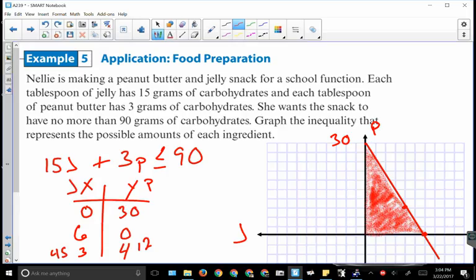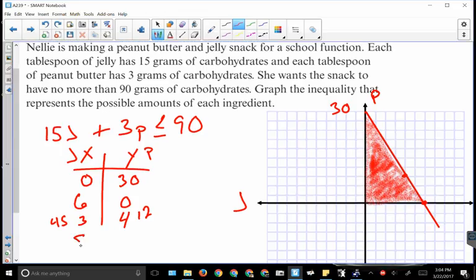Could I put 5 of each on? Could I have 5 and 5? Would that work? Yes or no? Well, here, 5 times 15, what's 5 times 15? 75. 5 times 3 is 15. 15 and 75? 90. It'd work.